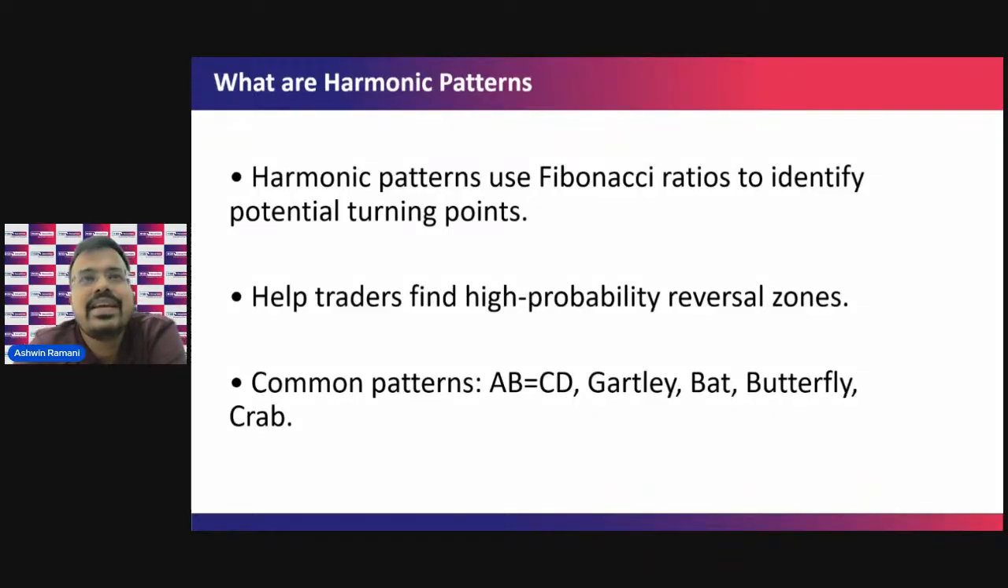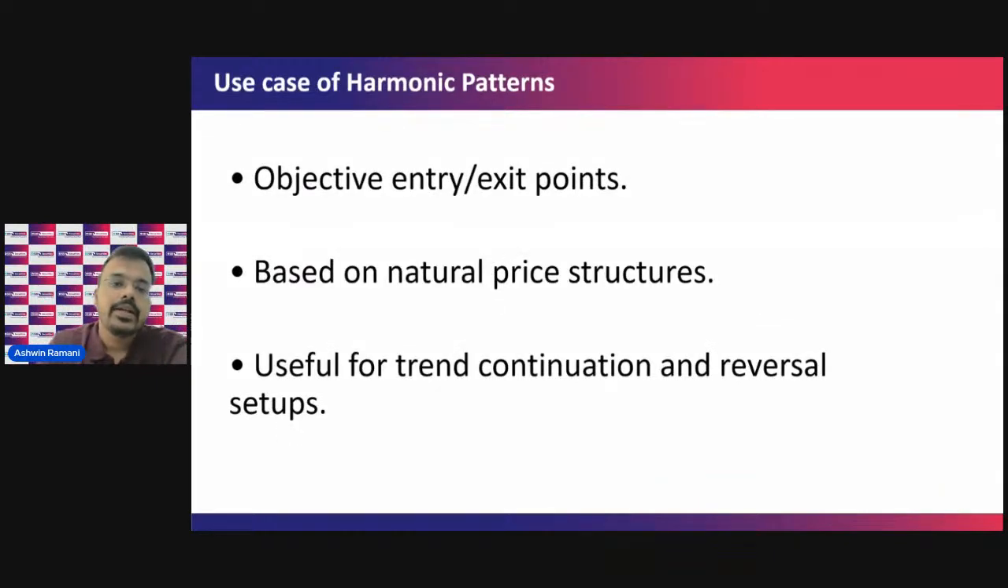So there are a lot of patterns like ABCD, there is something called the Gartley pattern, then a bat pattern, a butterfly pattern, and a crab pattern, because these bat, butterfly, crab patterns form in those shapes. That is why they are named Gartley, bat, butterfly. But in today's session we will learn about what the AB equal to CD pattern is.